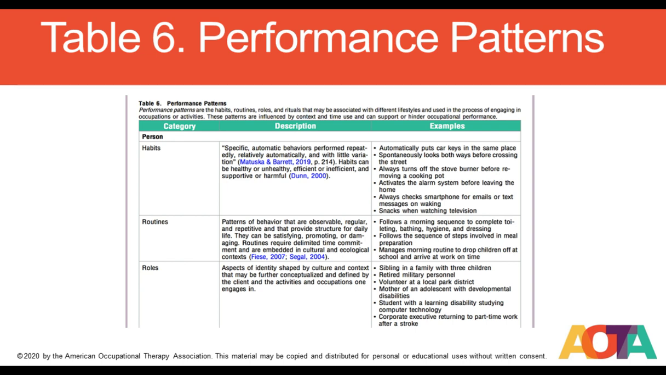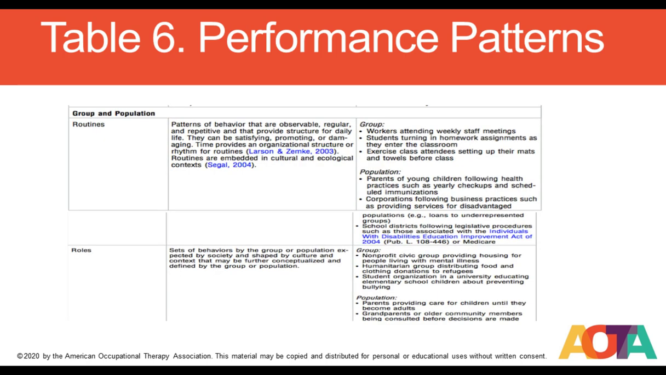In this table, Table 6, we demonstrate first individual examples of performance patterns, clearly defining habits, routines, roles, and rituals that give the reader clear examples for these patterns. For example, a habit might be always setting the home alarm before leaving the house. A routine may be following your common morning sequence to get ready, such as toileting, bathing, hygiene, and dressing. Being the role of a volunteer at a local park, and the ritual of saying the Pledge of Allegiance at the start of the school day.